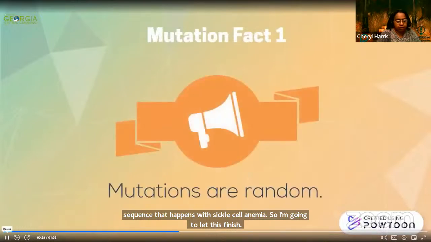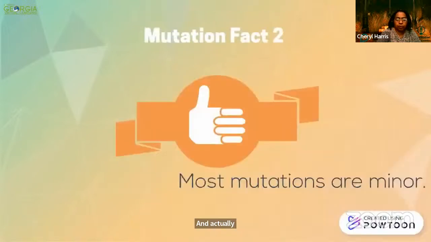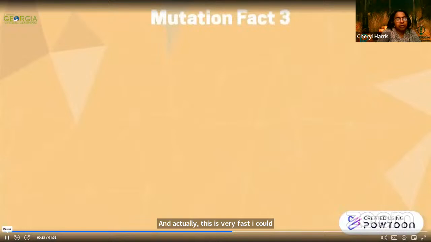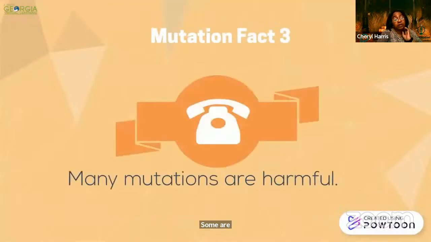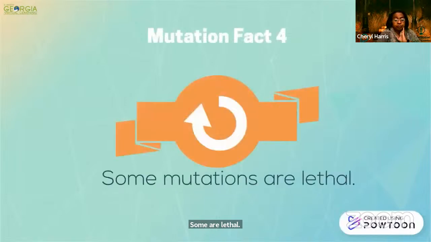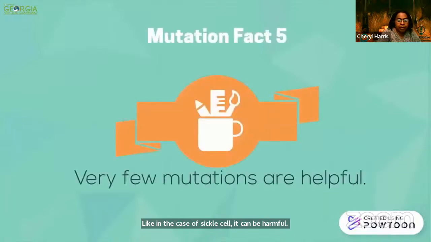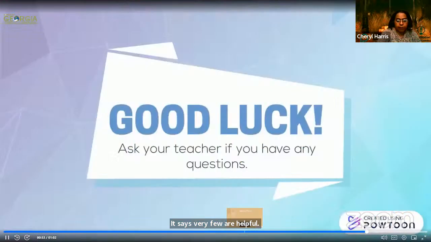Actually, this is very fast. All right, so most are minor, some are lethal. Like in the case of sickle cell, it can be harmful. Every once in a while, it doesn't matter. It says very few are helpful.